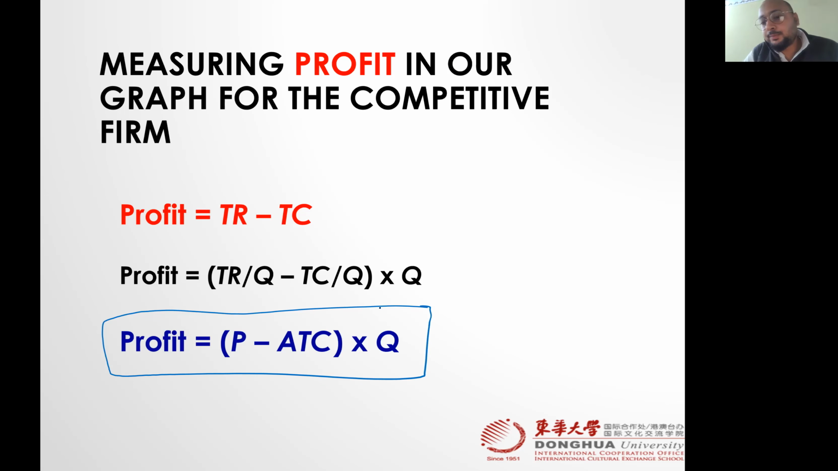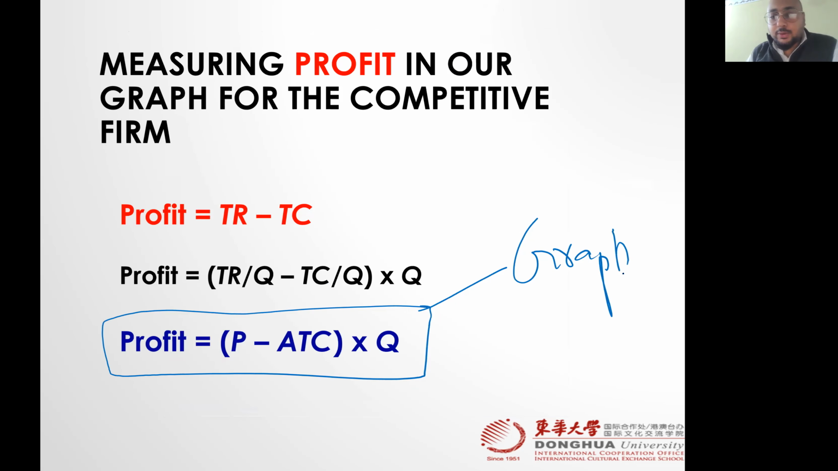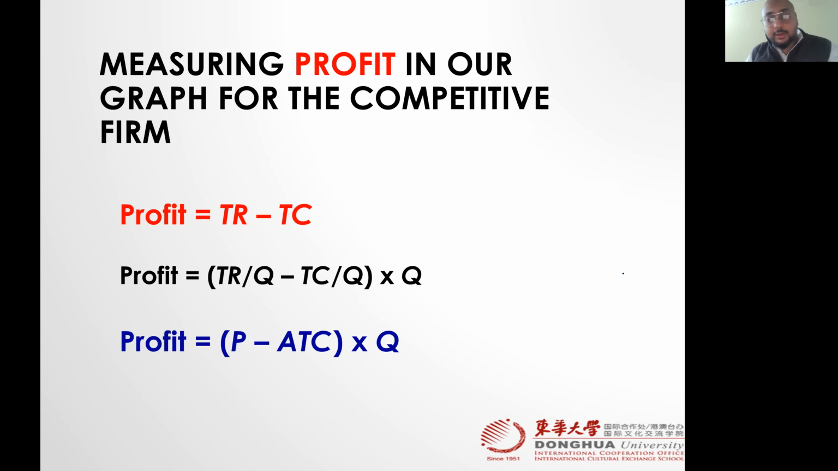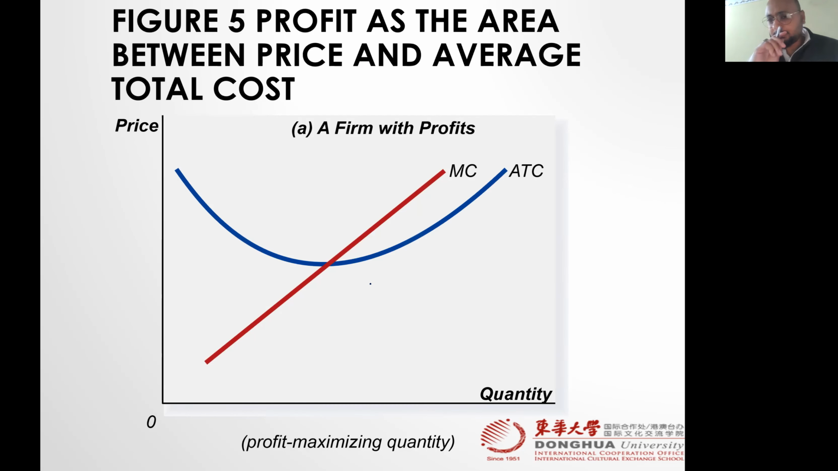Here we go. Price minus average total cost multiplied by the quantity is our profit. So can we show this on a graph? It is the area below the price line and above the average total cost. Simple. Let's see. So this is MC. This is ATC. ATC is a U-shaped curve.